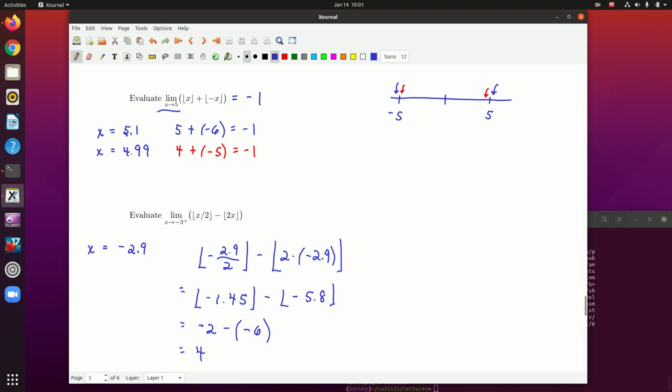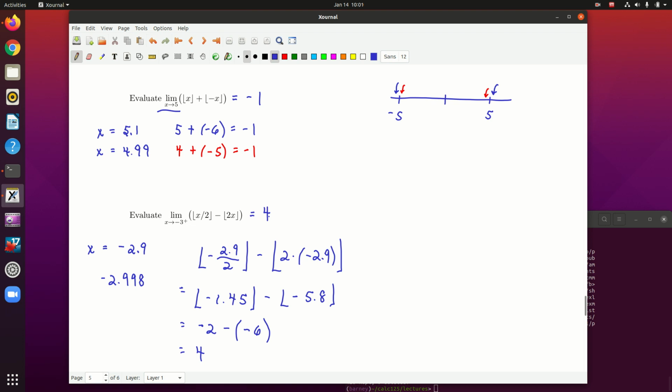And again, you can try this if you use -2.998 or something. Same thing's going to happen. This is always going to be close to -1.5, so it's going to go back to -2. And this is going to be close to -6, but always a little bit bigger than -6. So this guy ends up being 4. Okay, so these are all algebraic examples of doing this.